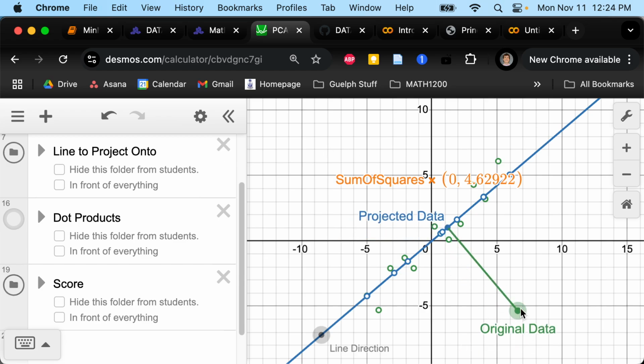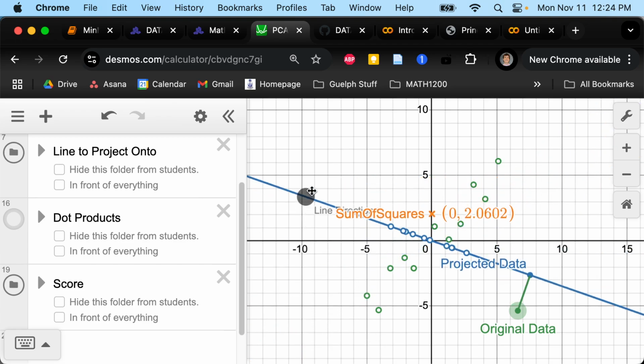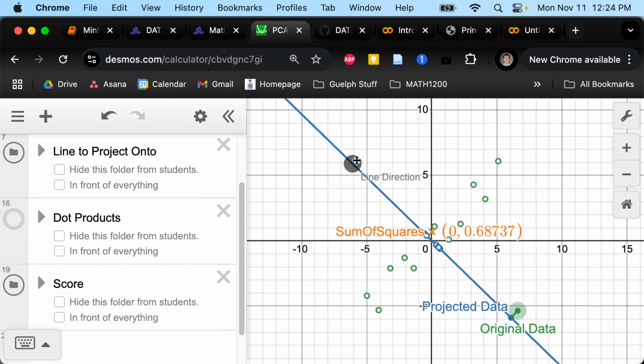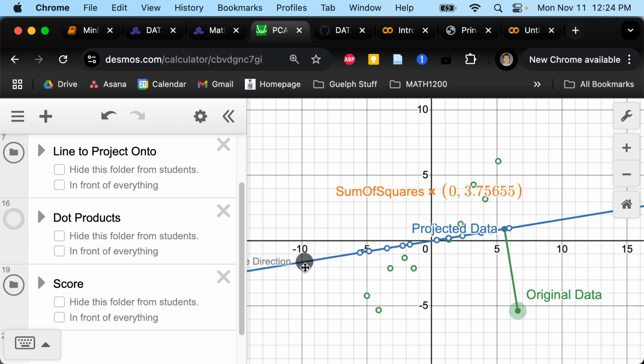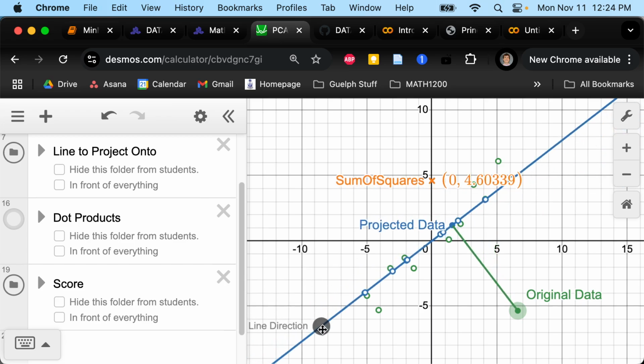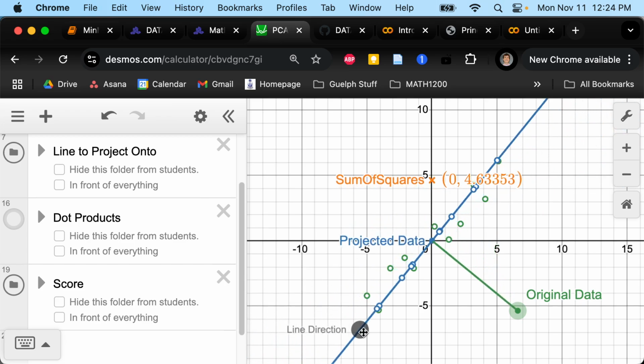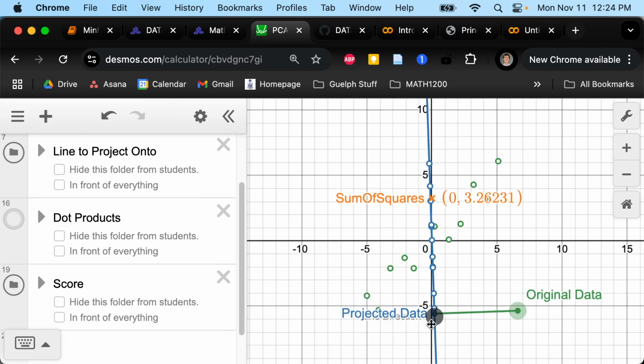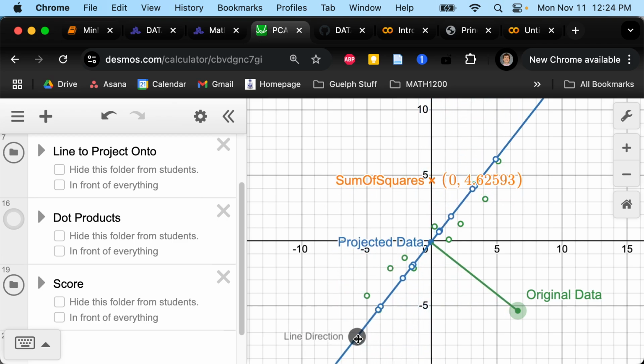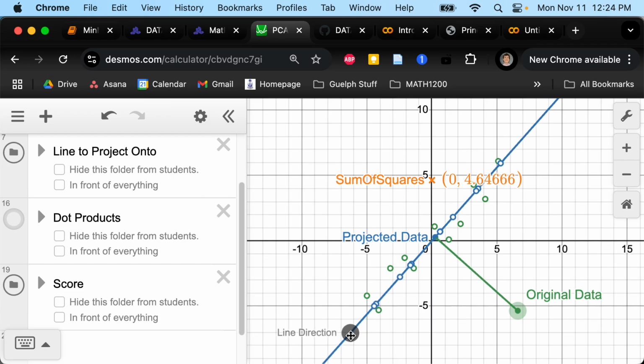Okay, there it is. You can see when I turn the line, this can get bigger or smaller. Here, the sum of squares is very small, 0.68. If I rotate this, I can make it bigger. It's getting bigger, bigger, bigger, and then at some point it should reach a maximum and start to get smaller again. You see how it got smaller again? So I want to make it exactly as big as possible.